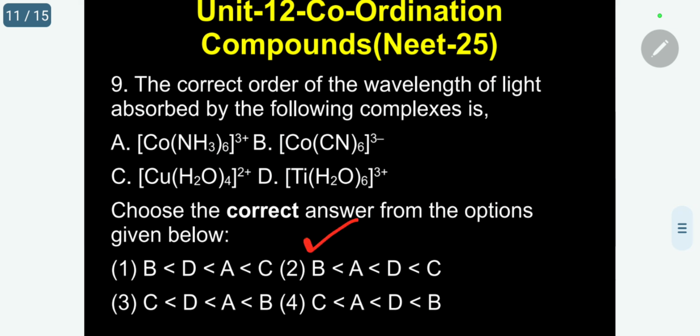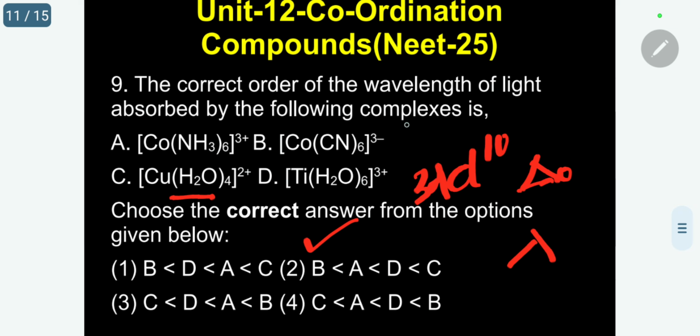The reason is, H2O is a weak ligand. For the copper complex, the configuration is 3d10 4s1 actually. So what will happen now? In this case, the ligand is weak, and weak ligand means crystal field energy will be less. If it is very less, the lambda is higher.